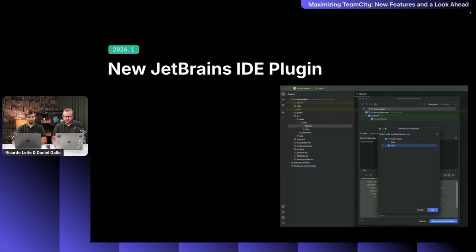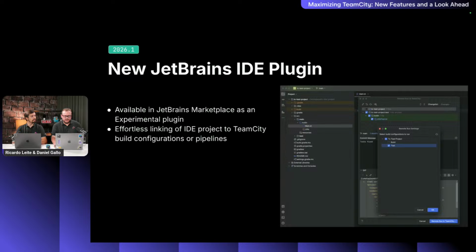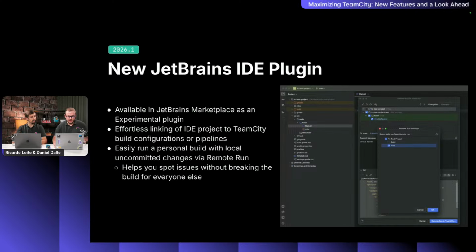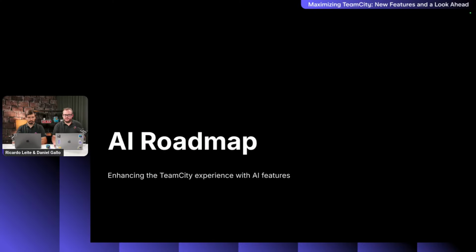I also wanted to draw attention to a new version of the JetBrains IDE plugin. This is available in the JetBrains Marketplace already, and it's listed as an experimental plugin. And this provides support for both projects with build configurations as well as pipelines. So you can link your IDE project to one of those entities and easily run what we call a personal build, where you can send your uncommitted changes to the TeamCity server, and that runs as a personal build where you can verify your uncommitted changes before you commit them and perhaps break things for everyone, which we want to avoid. So this helps you spot issues early on without breaking the build for everyone.